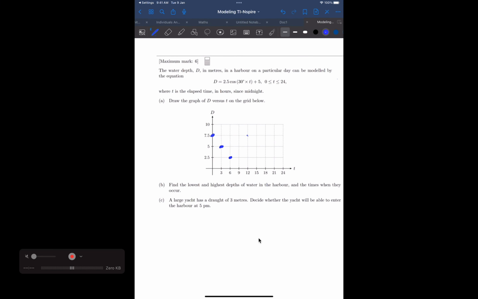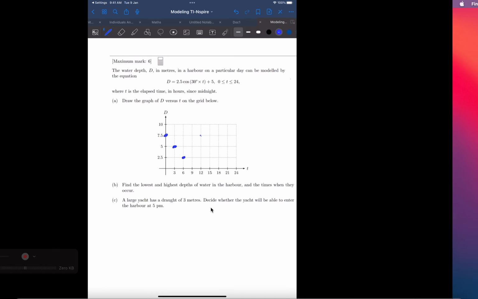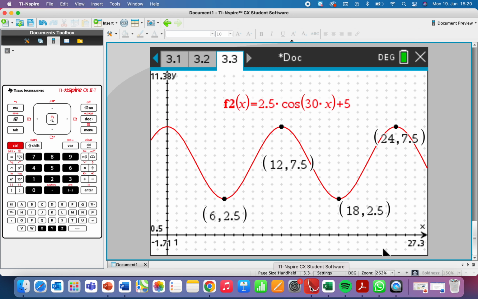And then the final question is, a large yacht has a draft. Now this is a depth of the boat of 3 meters. Decide whether the yacht will be able to enter the harbour at 5 p.m. Okay, so we go back to our graph. Now 5 p.m. is 17 hours, right? 17 hours after midnight. So we can do it a number of ways.